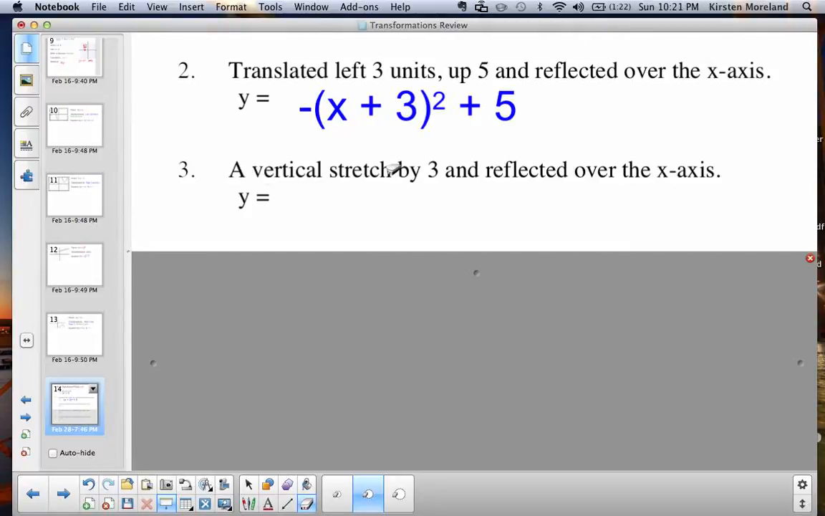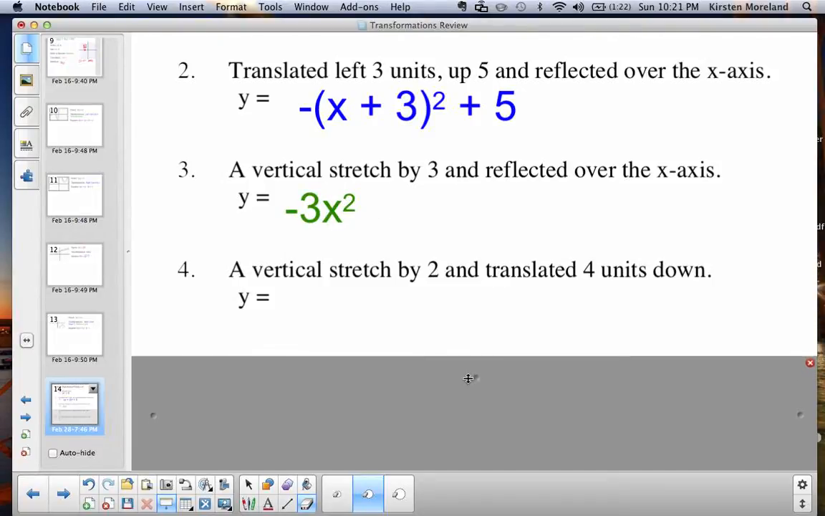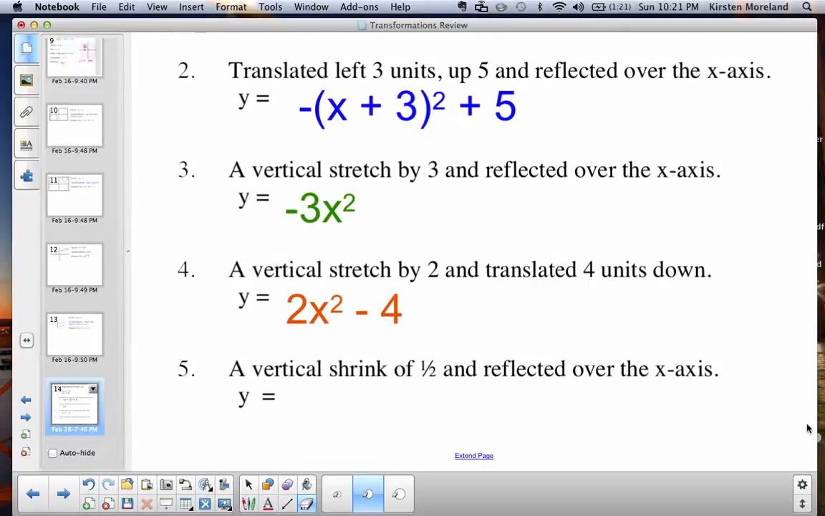This one is a vertical stretch by 3 and reflected over the x-axis. So I know I need a negative, and a stretch would mean that it's a whole number, 3. And it hasn't gone right or left, so all I need after that is just my x squared. Right, this one is a vertical stretch by 2 and translated down 4 units. So I know I need a 2x squared for my stretch, and then I need a minus 4 on the outside for it to go down 4.